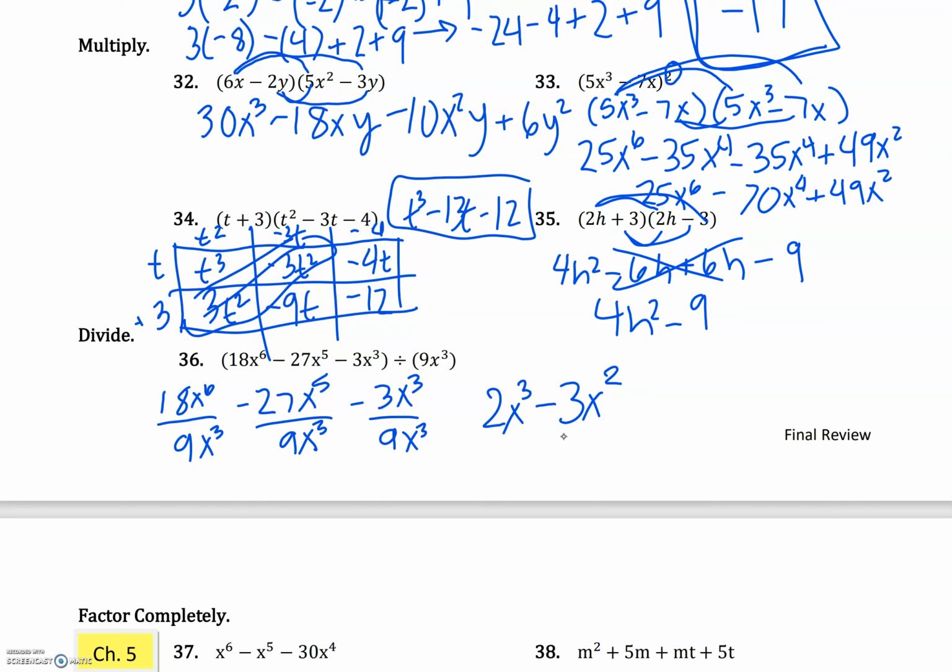Okay, now on our last one, it's not going to be a real nice division because we're going to have a fraction. 3/9 simplifies to be 1/3, and you can just leave it like that. And then x to the third divided by itself is just 1, so we don't have to write it. Final answer, 2x to the third power minus 3x squared minus 1/3.